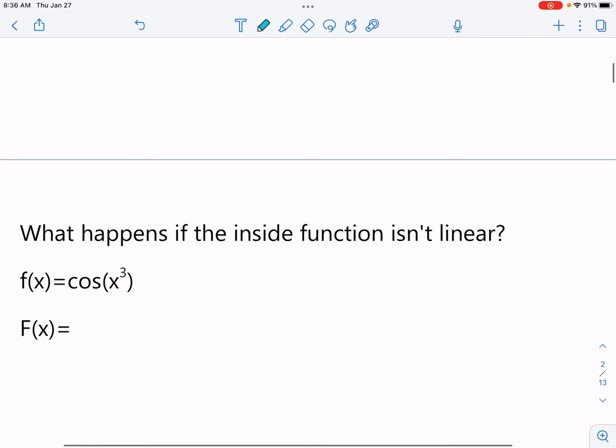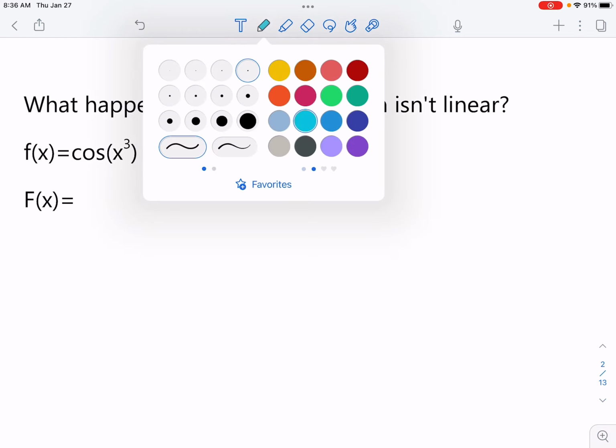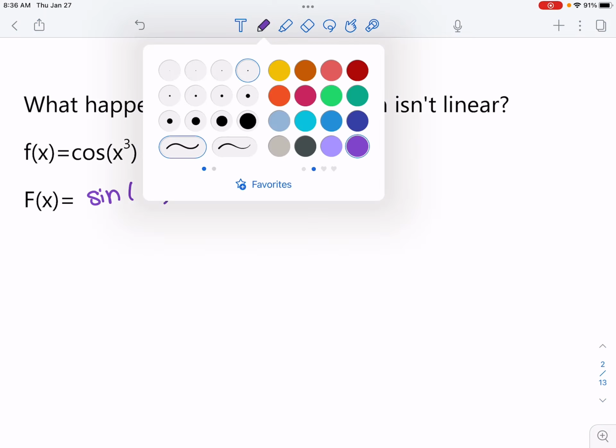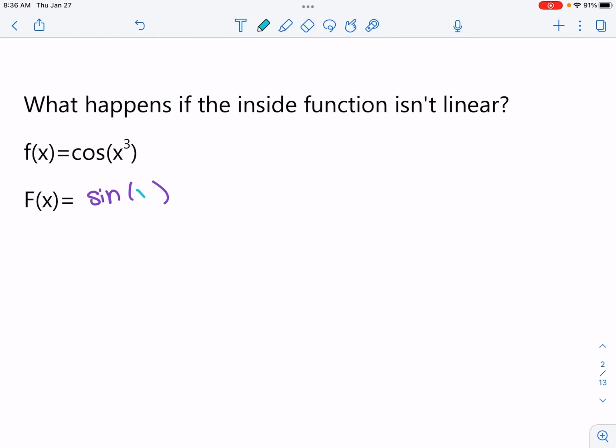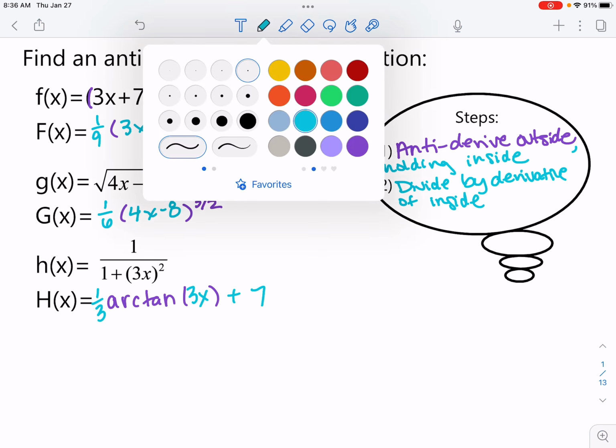All right, so we're going to extend this idea because we've only dealt with this when our inside function is linear, okay? So what if our inside function is not linear? So in this case, if we try our 2 steps, if we anti-derive the outer, we would get sine, and we're going to hold the inside, right? The inside function is x cubed. Well, when we try step 2 and we divide by the derivative of the inside, we get something like this, correct? And remember over here, we could always check our answer by taking the derivative.